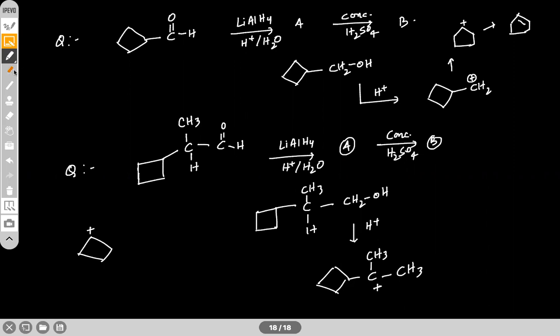Yes, sir. Okay, so here what happens, the carbon atom here, it is the ring expansion: 1, 2, 3, 4, 5. So we'll get a 5-membered ring after ring expansion. And at the first carbon, we have two methyl groups present. So this is the two methyl group. And we have a positive charge on the second carbon, which is this. Now you tell me after this, what happens? Is this the most stable carbocation?